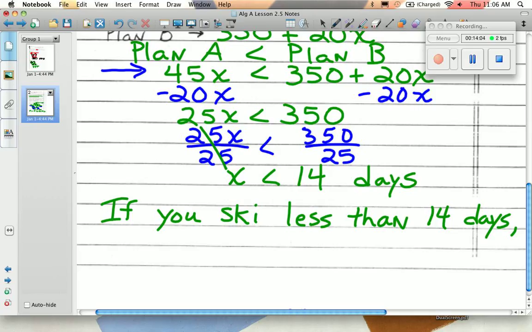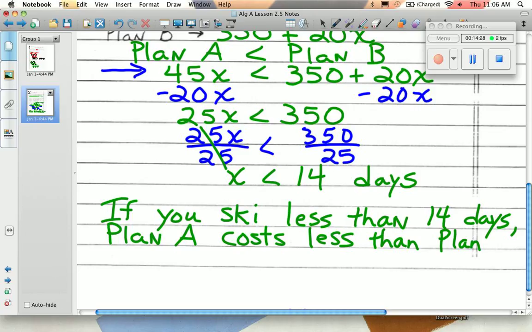how should we finish it? Punctuation. Well, we're not quite done with our sentence. We are going to punctuate it when we're done. If you ski less than 14 days, comma, Plan A costs less than Plan B. What kind of punctuation should we use? A period. Okay, if you ski less than 14 days, Plan A costs less than Plan B.